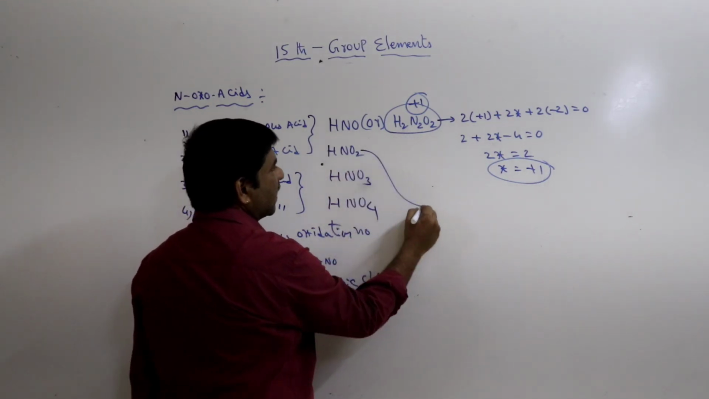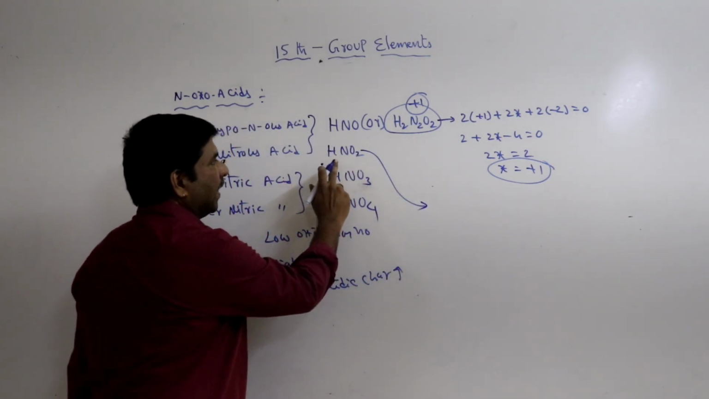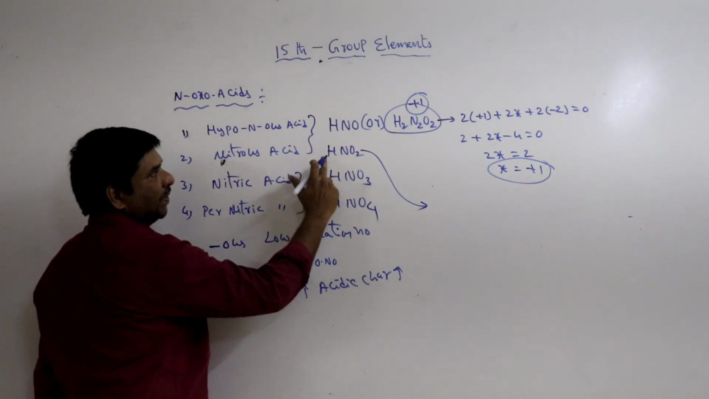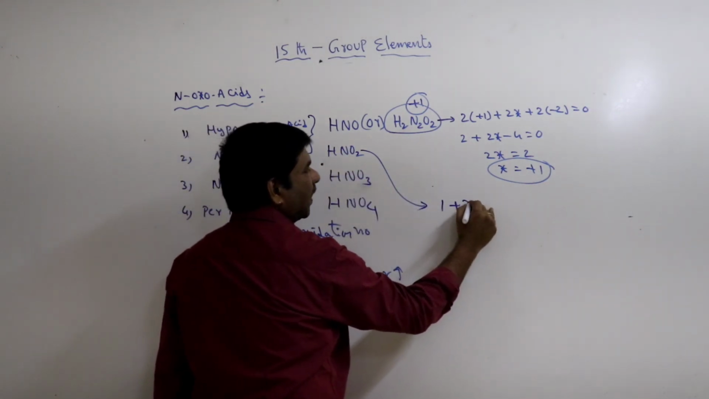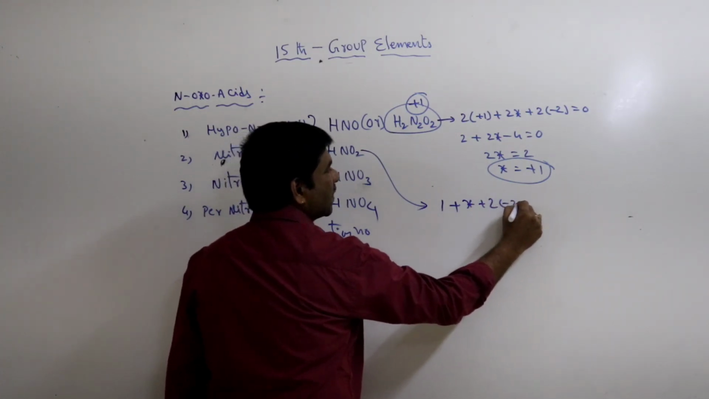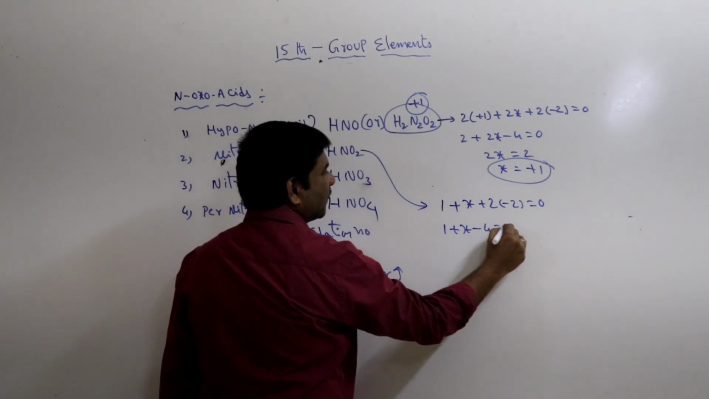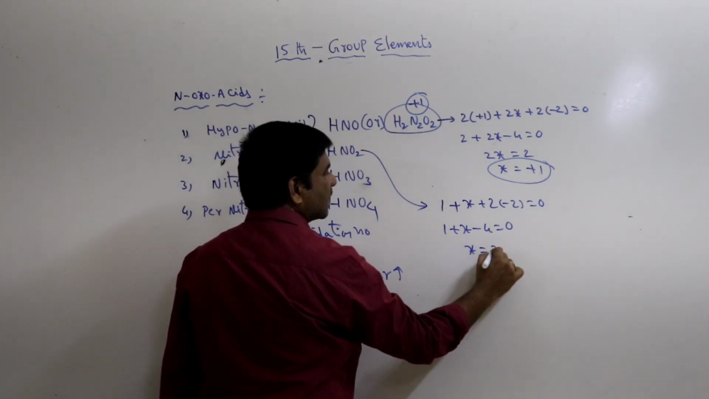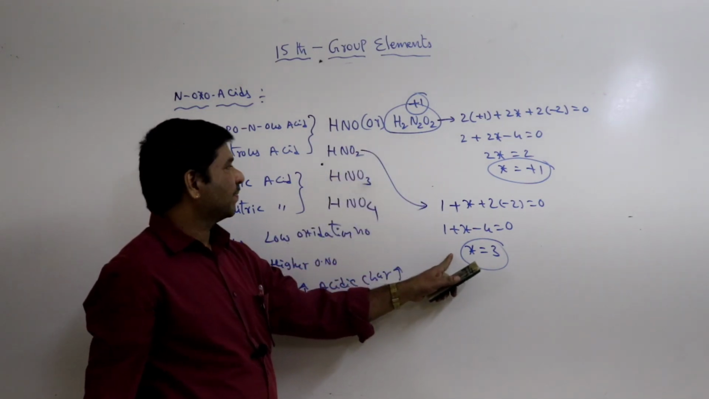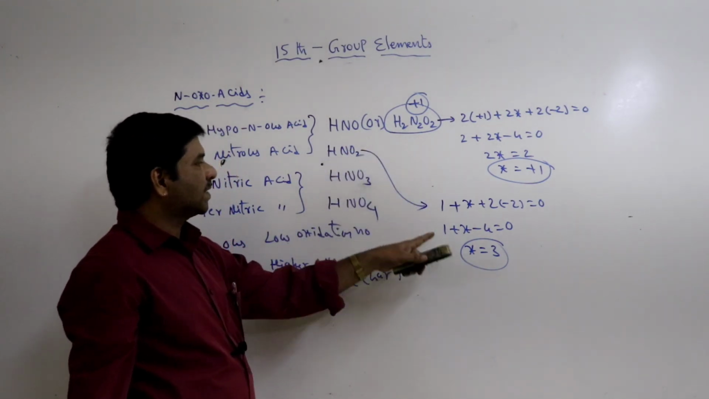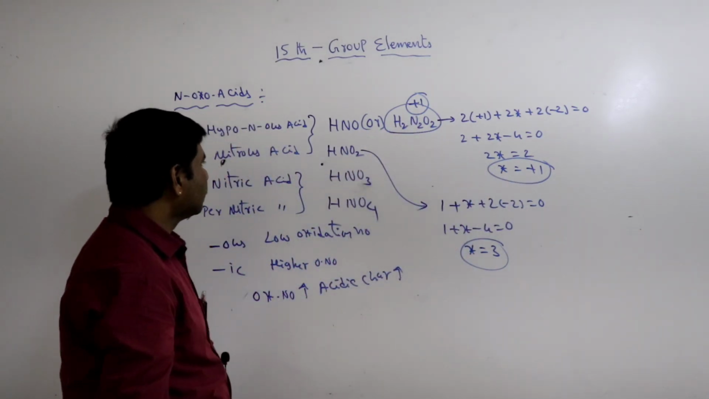Next one, nitrous acid. You know nitrous acid formula is HNO2. Hydrogen oxidation number 1, nitrogen we call x, 2 into oxygen minus 2 is equal to 0. 1 plus x minus 4 is equal to 0, x is equal to 3. Nitrogen oxidation number is 3. Here nitrogen oxidation number 3, here nitrogen oxidation number is 1.